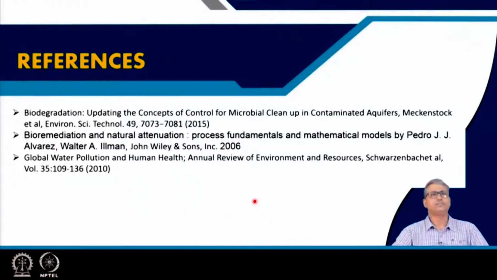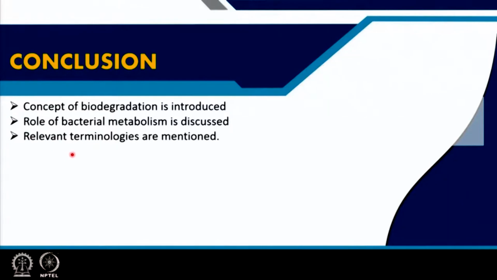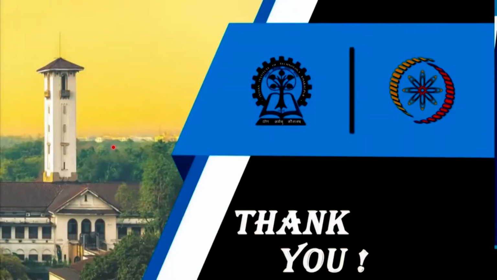For this lecture, these are the references, particularly the Biodegradation and Natural Attenuation book by J.J. Alvarez and Walter Illman, which will be very useful, and there is also certain other information available in these other two articles. In conclusion, the concept of biodegradation is introduced, the role of bacterial metabolism and the concept of the bacterial engine in terms of microbial biodegradation of organic pollutants is discussed in detail, and relevant terminologies are also mentioned. Thank you so much.